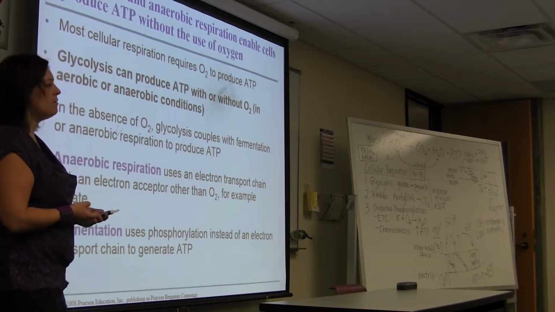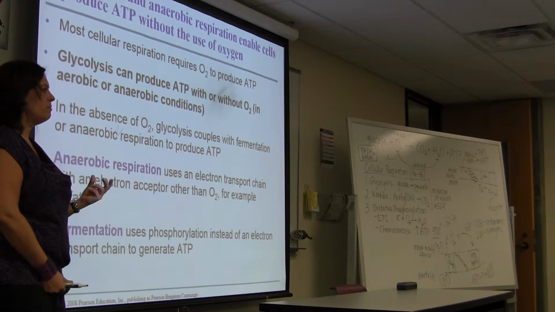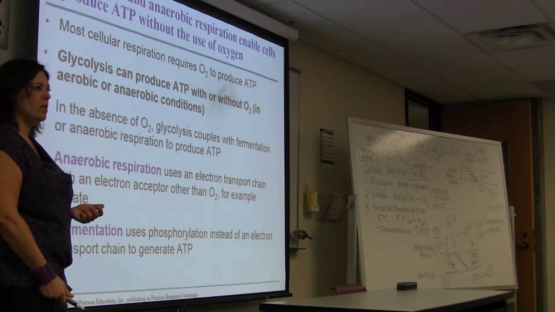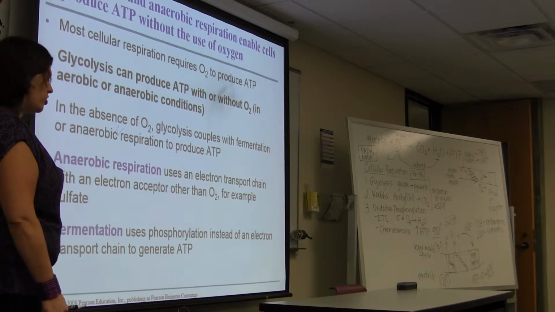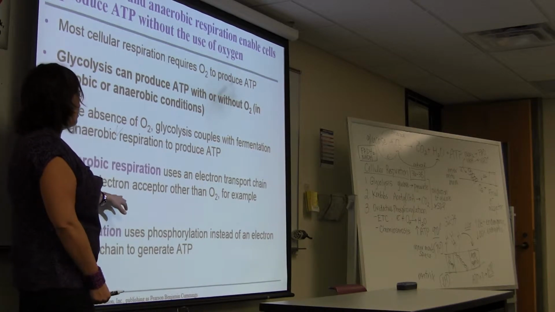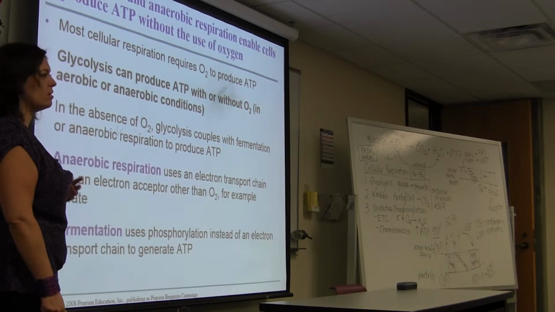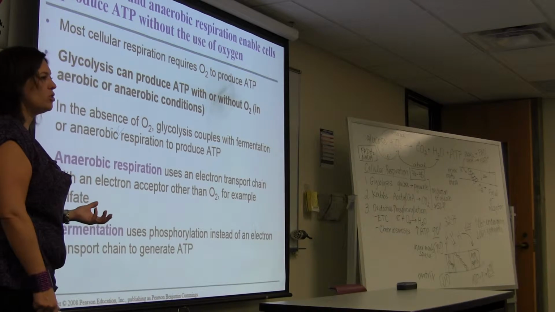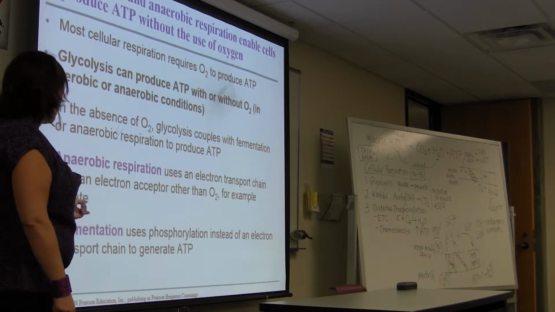Well, if you don't have oxygen, you're not going to have that oxygen at the bottom of the electron transport chain. And so this is why it's called anaerobic, because it's without oxygen. And so in these conditions where you don't have oxygen, you're going to have some other molecule that's going to serve as the final electron acceptor.